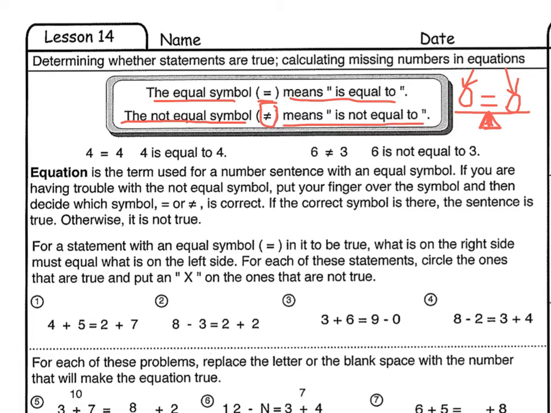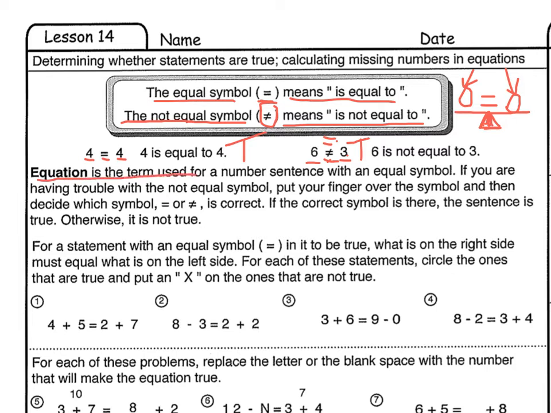Okay, let's take a look at some examples here. 4 is equal to 4. Is that true? Yes, that's true. Everybody put a T right there on your paper to show that you're paying attention. 6 is not equal to 3. Is that true? Should it be equals? Right here, should we put an equal sign? 6 equals 3? No. So not equal is the correct symbol in there. Put a T right there, meaning that that's true, that 6 is not equal to 3.